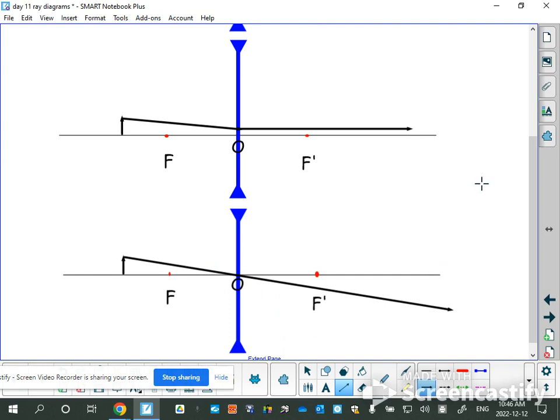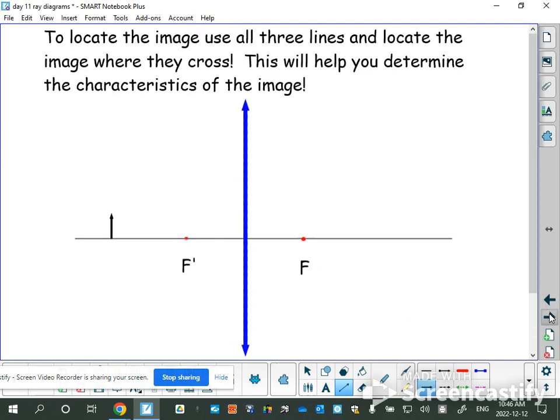Okay, we know our 3 rules now. We want to utilize them, and it just means putting them on the diagram all at the same time and seeing where they cross. So this is my first example.